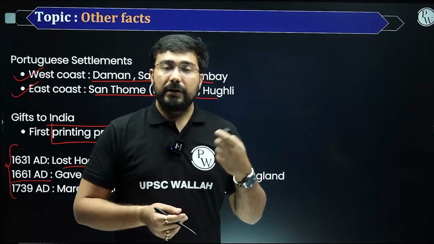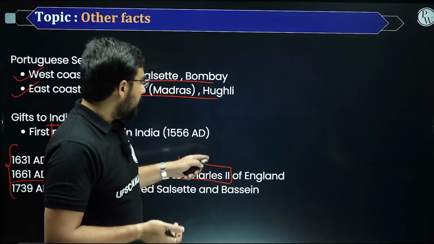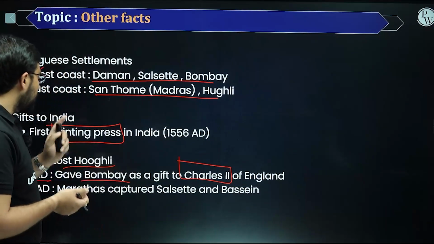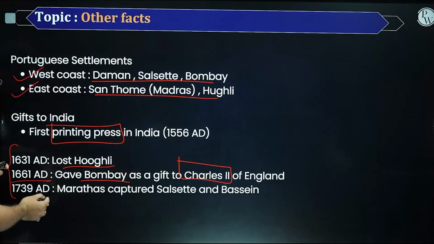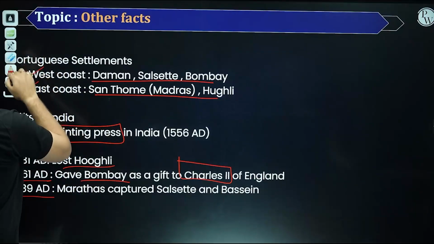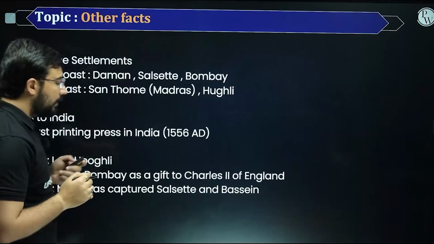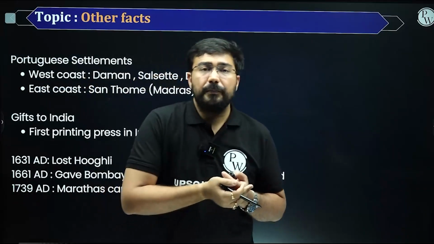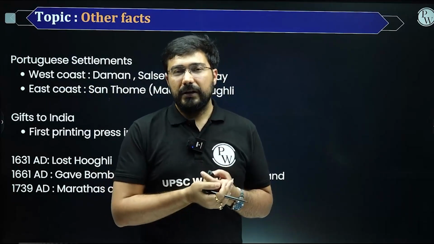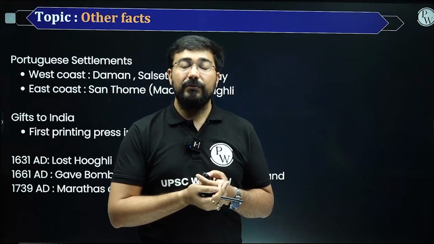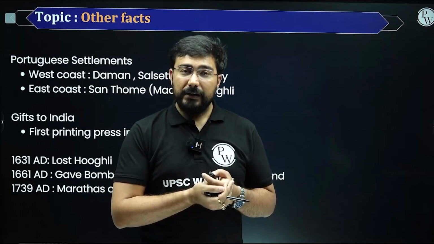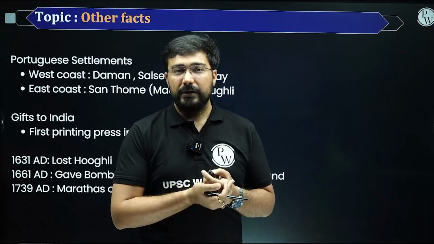So Bombay was given to the British East India Company by Charles II, who himself had got this as a gift from the Portuguese. In 1739 the Marathas captured Salsette and Basin. So they became a very small power. Small areas remained under their control, and that continued all the way till 1961, when we had to give them many warnings, and finally they accepted and eventually they left India.